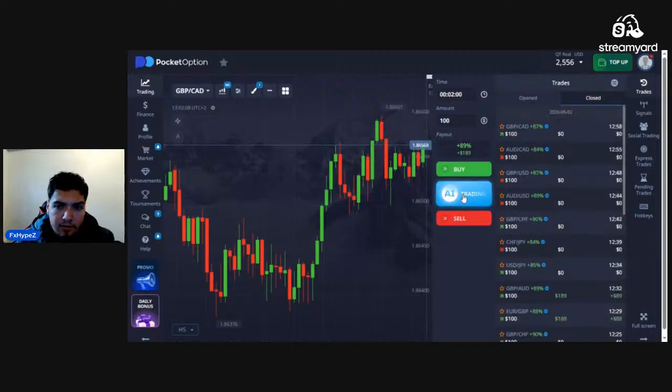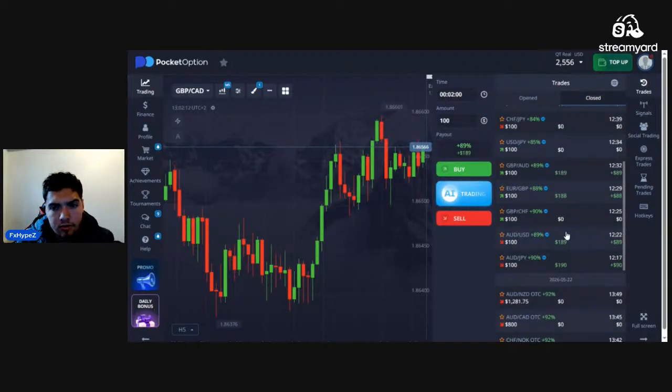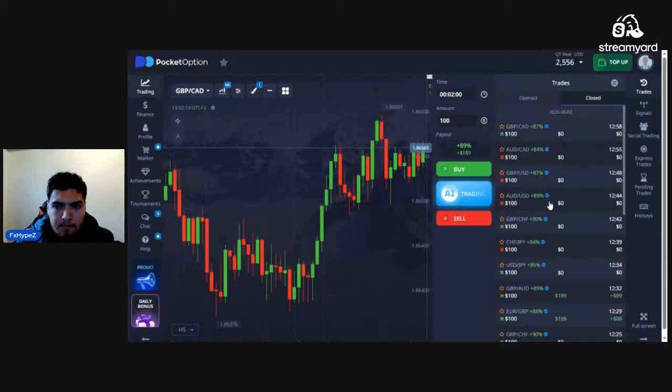That's my rating of the AI trading tool. 3 out of 10. Because it's not like we lost all the trades we took. We won some, but this losing streak here is absolutely ridiculous.